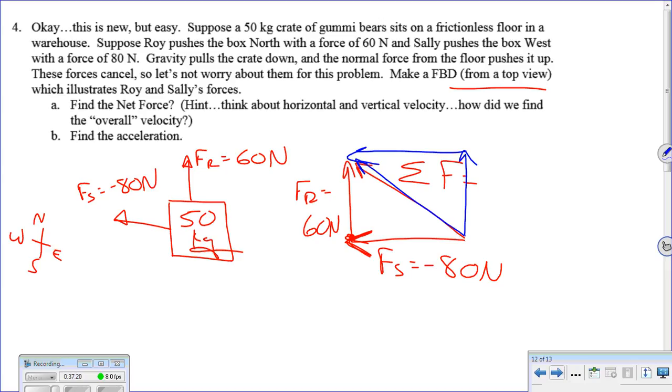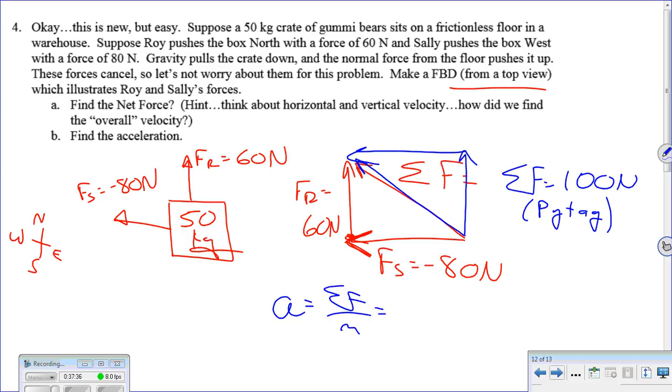Cool. So do the Pythagorean theorem, your net force ends up being 100 newtons. And once you know your net force, you can find the acceleration very easily. 100 newtons, 50 kilograms, so you get 2 meters a second squared.